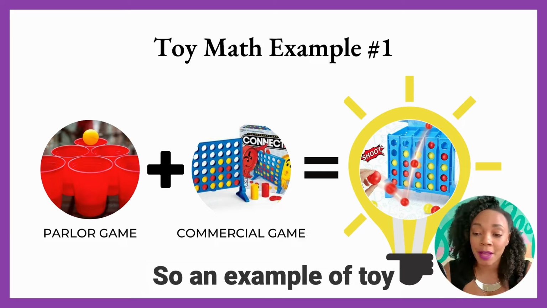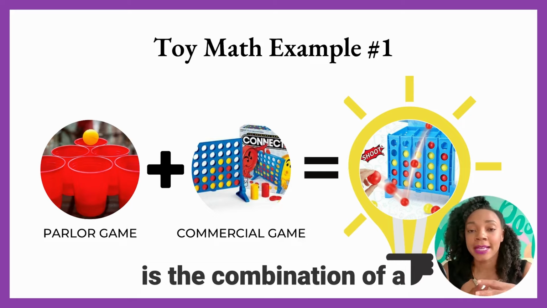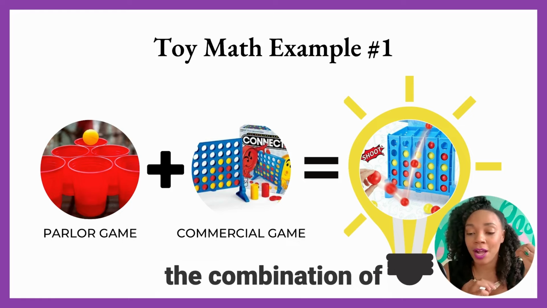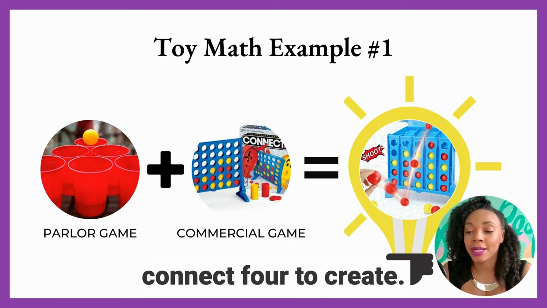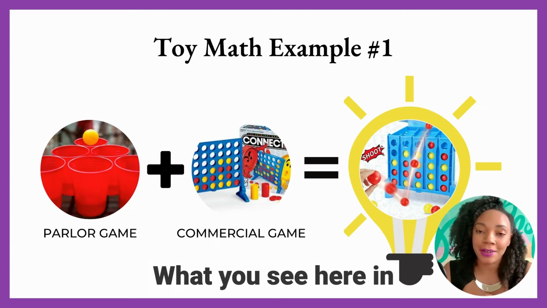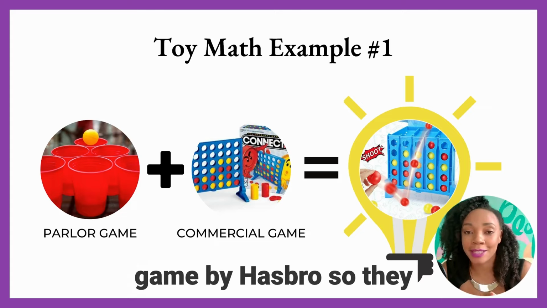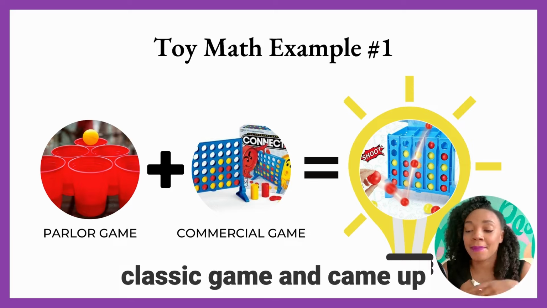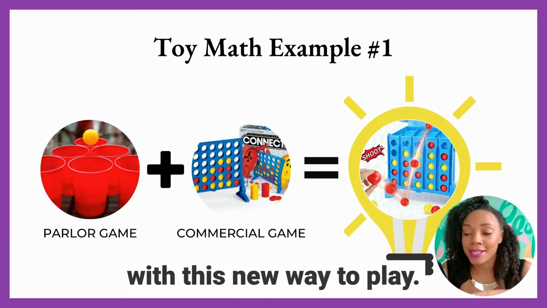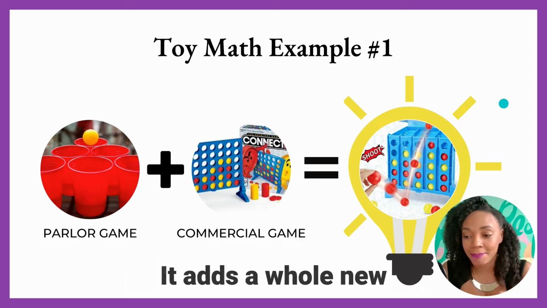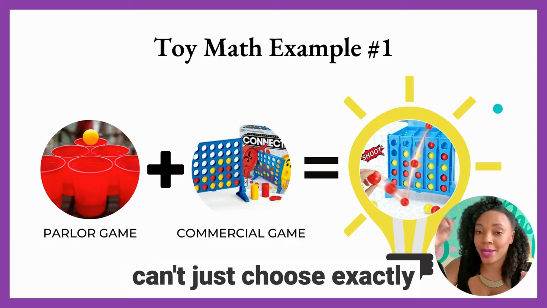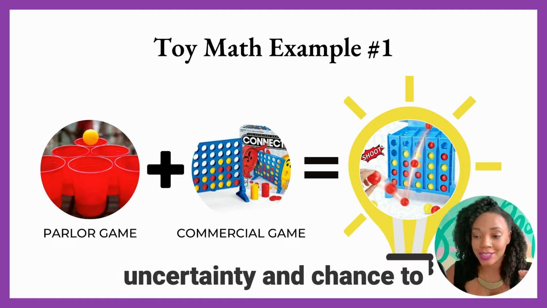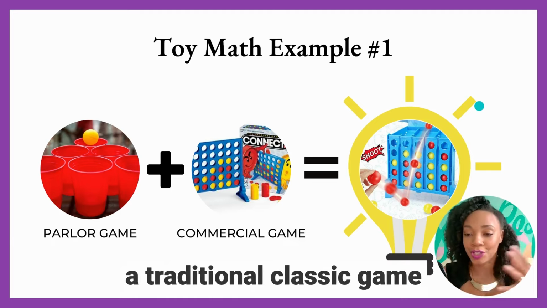So an example of toy math in the real world is the combination of a parlor game and the commercial game Connect 4 to create what you see here in the photo, which is actually a game by Hasbro. So they combined essentially beer pong and their existing classic game and came up with this new way to play. It adds a whole new dimension because you can't just choose exactly where you want to go. It adds an area of uncertainty and chance to a traditional classic game.